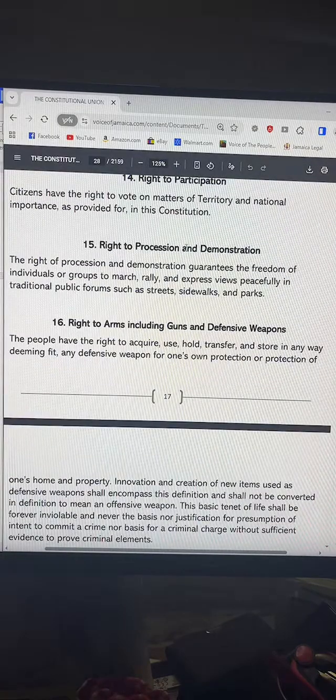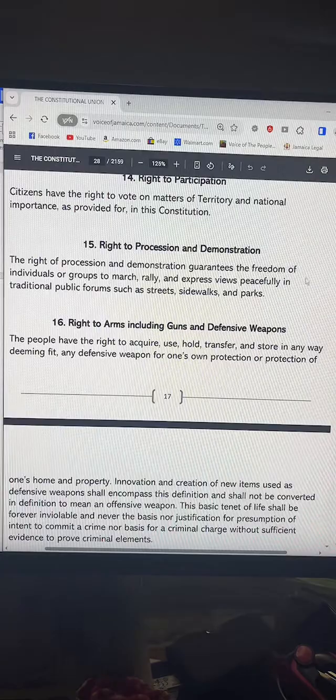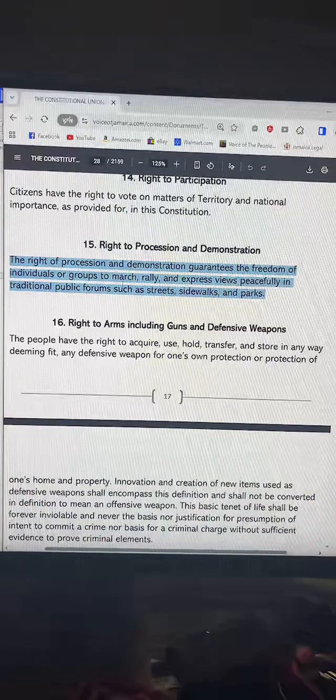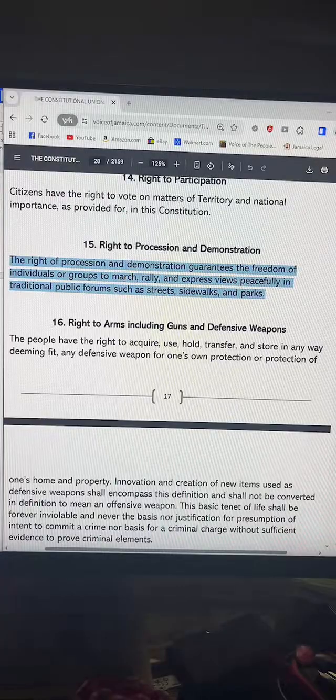15. Right to procession and demonstration. The right of procession and demonstration guarantees the freedom of individuals or groups to march, rally, and express views peacefully in traditional public forums such as streets, sidewalks, and parks. Right? So again, the right of assembly being specifically given detail here, allowing people to peacefully march and do whatever they want to do to raise awareness of any issues or anything that they want to do, right?